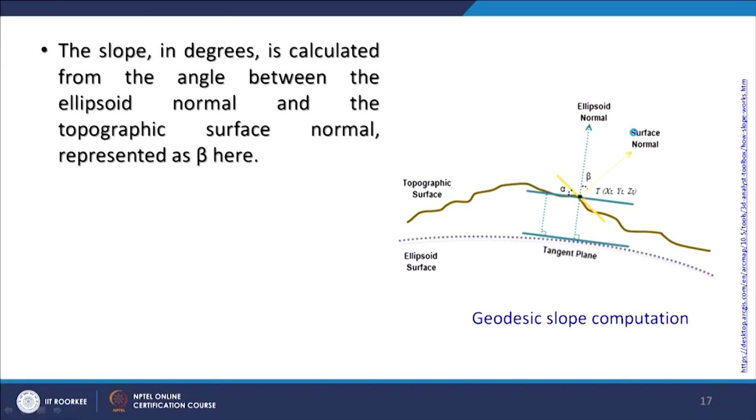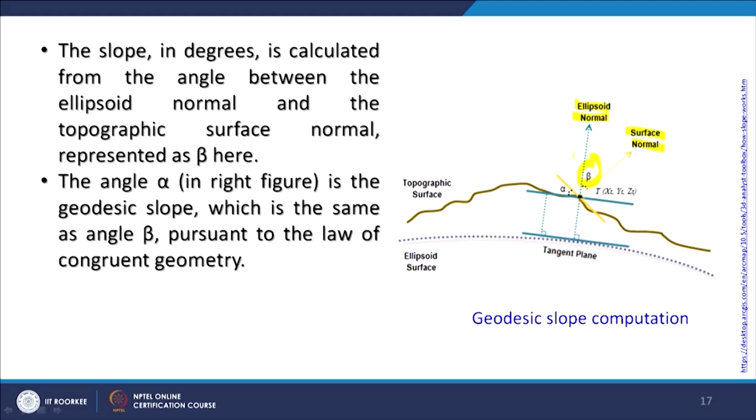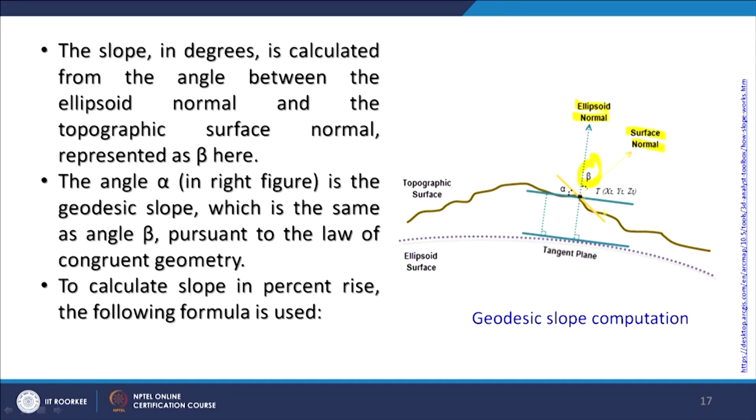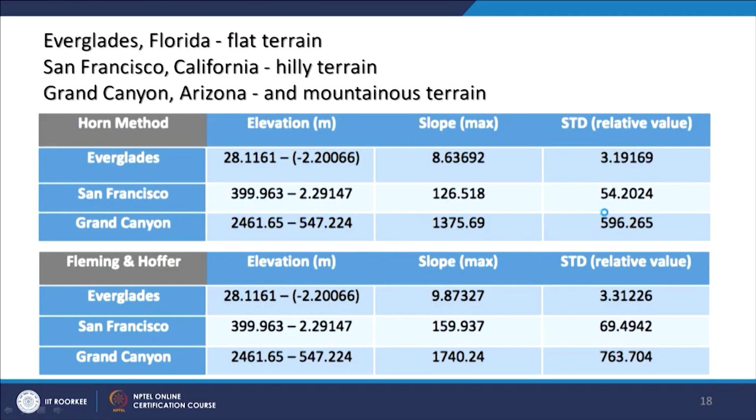Now, the slope in degrees is calculated from the angle between the ellipsoid normal and the topographic surface normal, which is the beta here. So, this angle alpha is the same as angle beta, pursuant to the law of congruent geometry. And to calculate the slope in percentage rise, of course, the formula would be a little different. You have to multiply by 100 to get that.